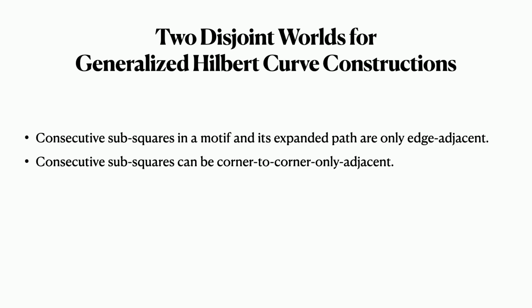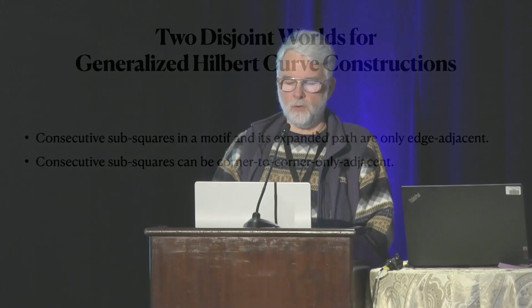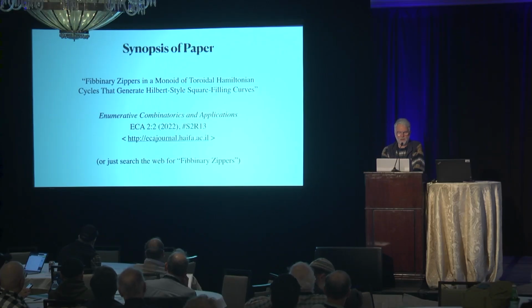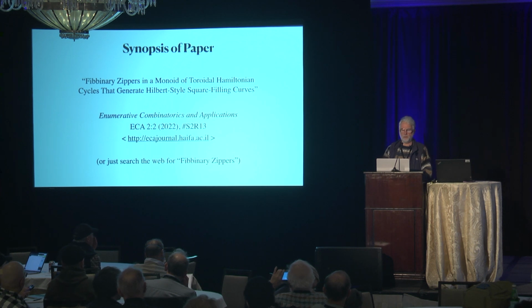There's 2 disjoint worlds for generalized Hilbert curve constructions. The first is where consecutive subsquares are only edge adjacent, and the second is everything else, where you can have adjacency that's corner to corner. And in my ebook app called Hilbert Curves, which I demoed at the last conference for the iPad, it explores everything in that first world, and you can learn lots of interesting, fun things there. But the rest of this talk is a synopsis of a paper I published 2 years ago called Fibbinary Zippers. You can find it on the web just searching for Fibbinary Zippers, and it's about this other world that not a lot of people know about.